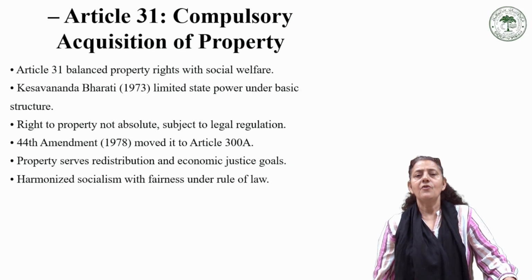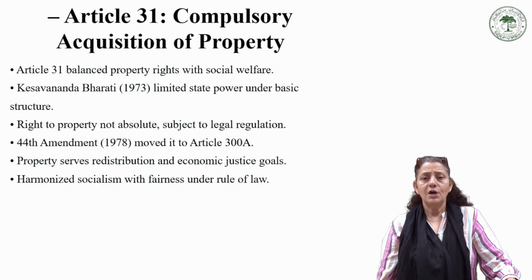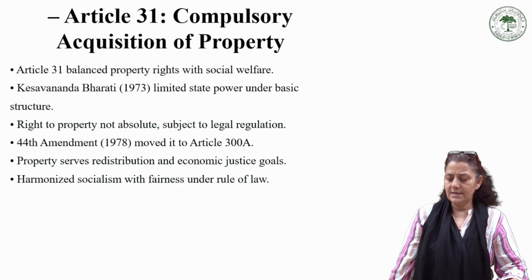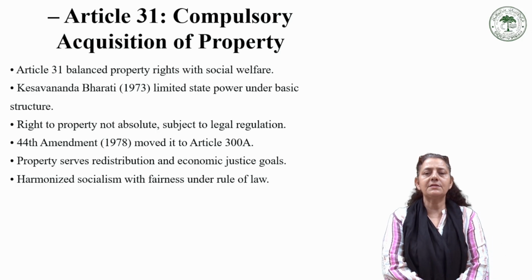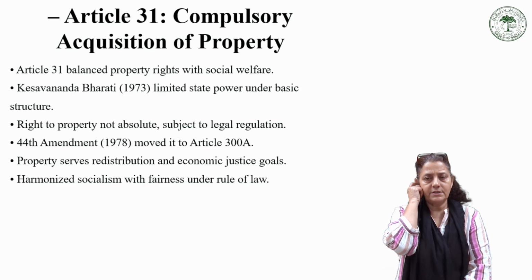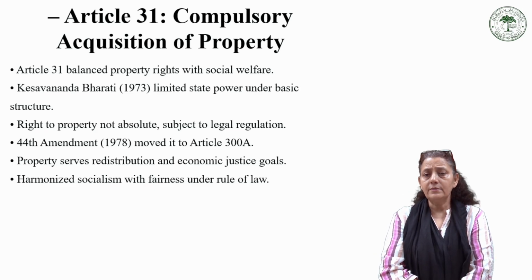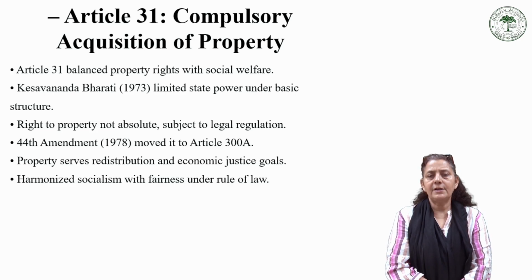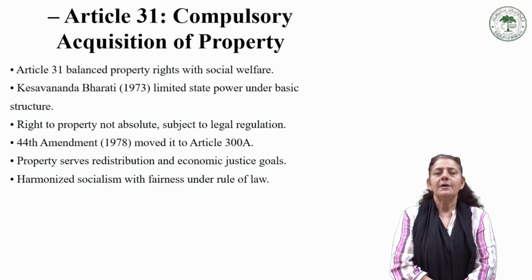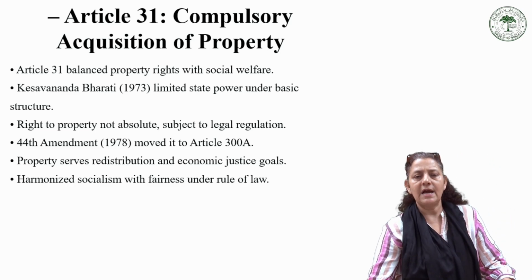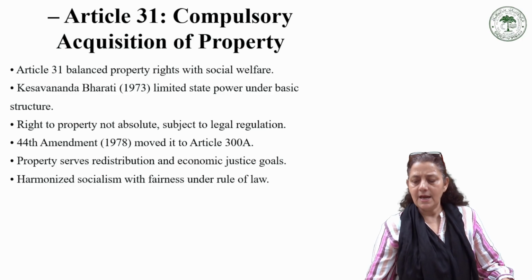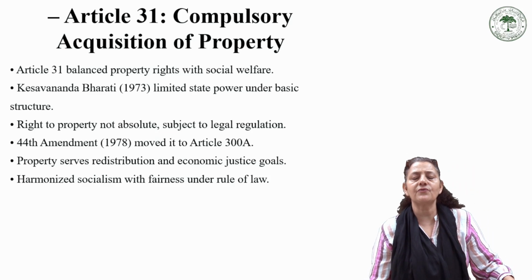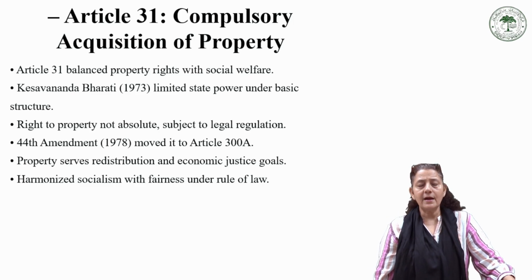Article 31, as originally framed, protected the right to property but allowed the state to acquire land for public purposes through legal authority. In Keshwanand Bharti versus State of Kerala, 1973, the Supreme Court discussed the limits of this power. While upholding Parliament's authority to amend the Constitution, the court ruled that the basic structure, including equality and rule of law, cannot be destroyed. The judgment also clarified that the right to property is not absolute and may be reasonably restricted. Subsequent amendments diluted Article 31, and in 1978, the 44th Amendment removed it from the list of fundamental rights, replacing it with Article 300A under Part 12.